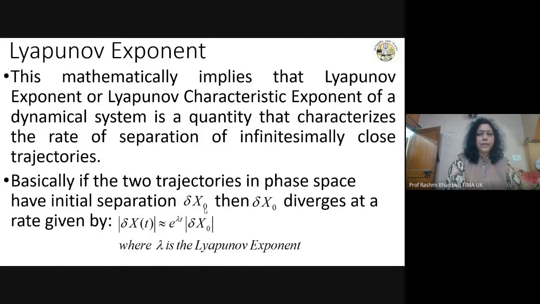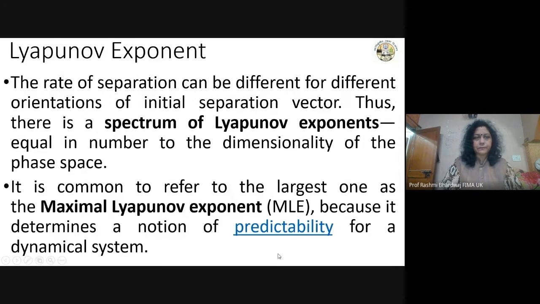Mathematically, for a dynamical system, it is a quantity that characterizes the rate of separation of infinitesimally close trajectories. If two trajectories in the phase space have initial separation delta x naught, then delta x naught diverges at a rate given by this expression, where lambda is known as the Lyapunov exponent. The rate of separation can be different for different orientations of the initial separation vector. Thus, there is a spectrum of Lyapunov exponents equal to the dimensionality of the phase space.